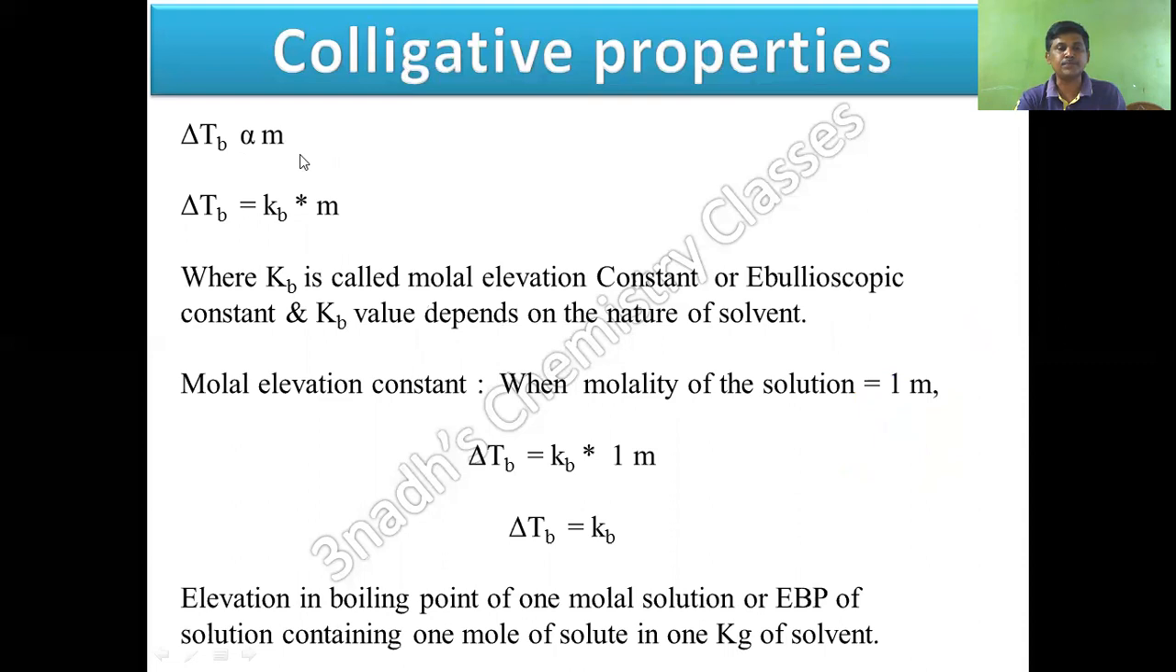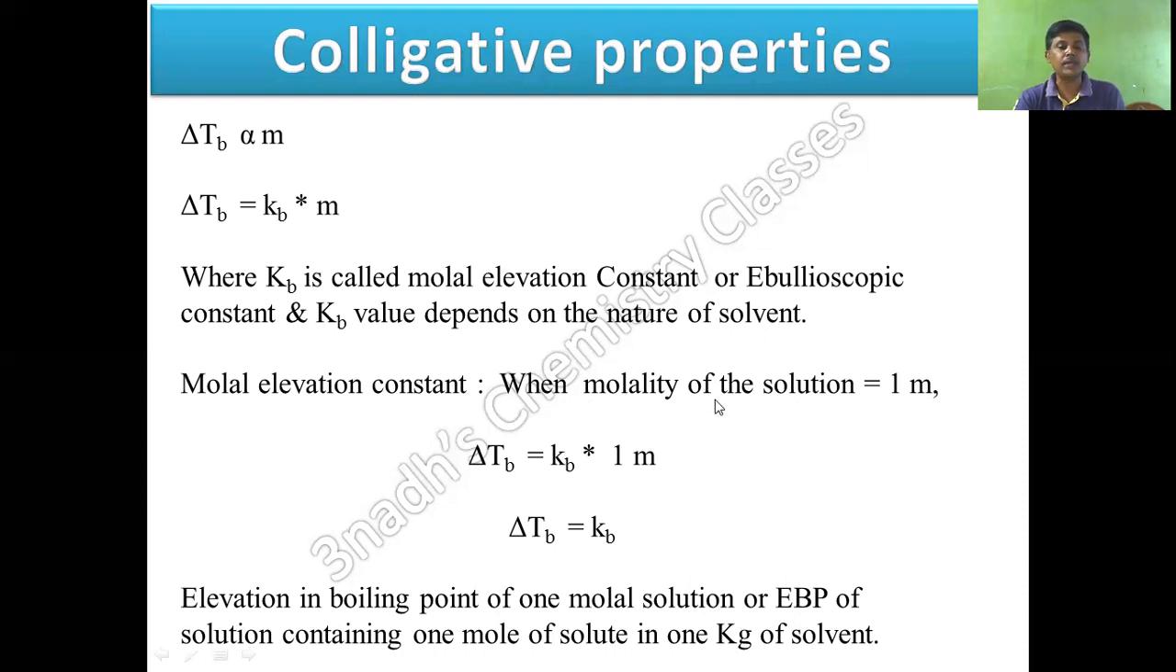Here delta TB is proportional to m, so delta TB is equal to Kb into m, where Kb is called the molal elevation constant. It is also called the ebullioscopic constant. The Kb value depends on the nature of the solvent. How do we define this molal elevation constant, or ebullioscopic constant?